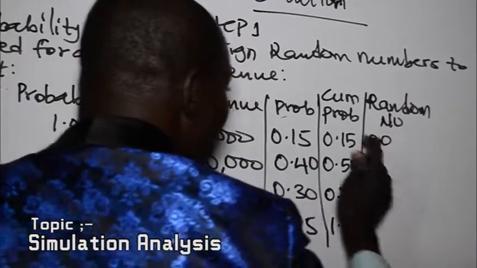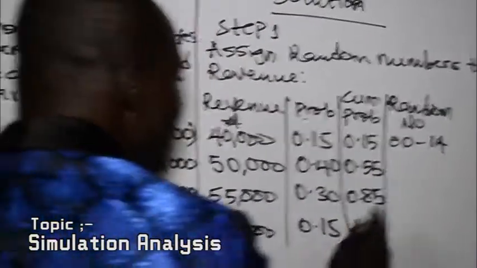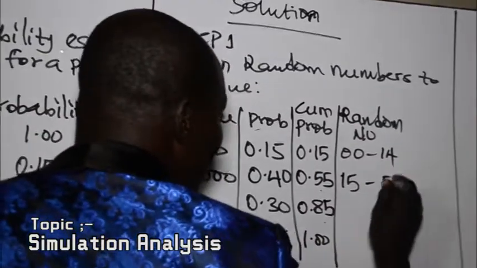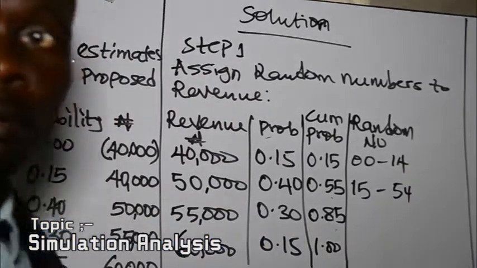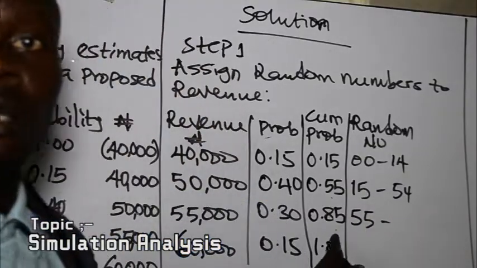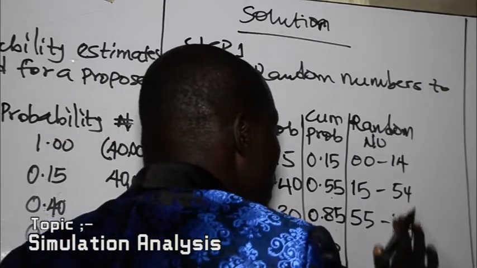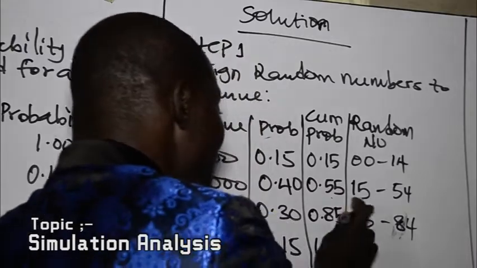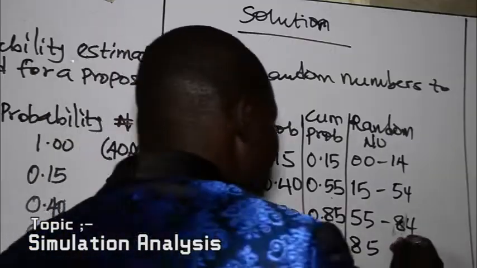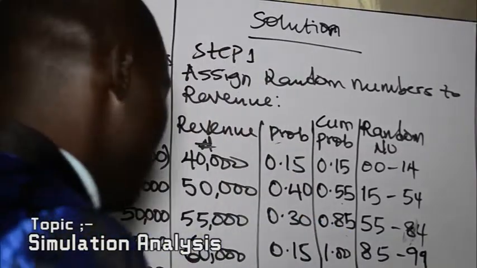I've told you that you start from 0. You decrease the 15 by 1, then you have 14. The next one will start from 15. Then you decrease 55 by 1, then you have 54. The next one will equally start from 55. If you decrease 85 by 1, then you have 84. The next one will start from 85. This is 100, and if you decrease that by 1, then you have 99. That is the random number.